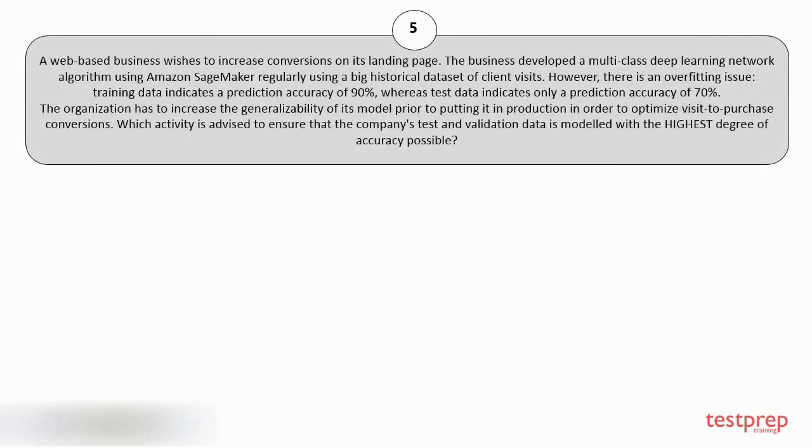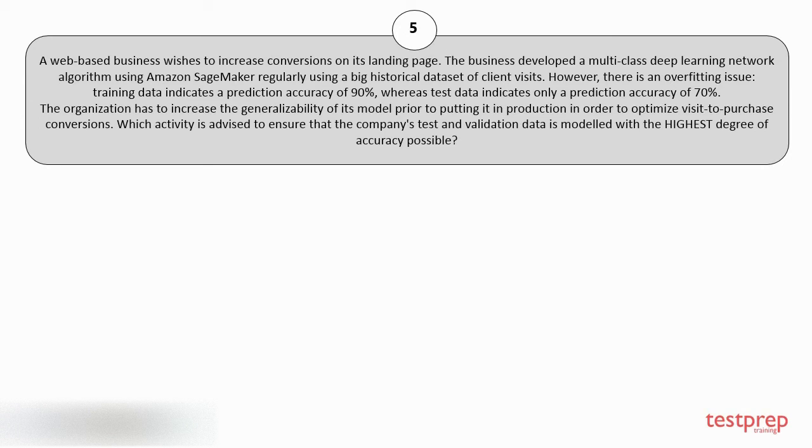Question number 5. A web-based business wishes to increase conversions on its landing page. The business developed a multi-class deep learning network algorithm using Amazon SageMaker regularly using a big historical dataset of client visits. However, there is an overfitting issue. Training data indicates a prediction accuracy of 90%, whereas test data indicates only a prediction accuracy of 70%.